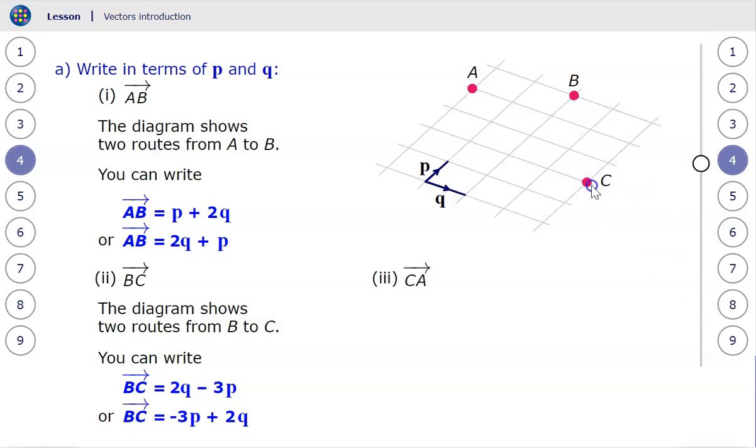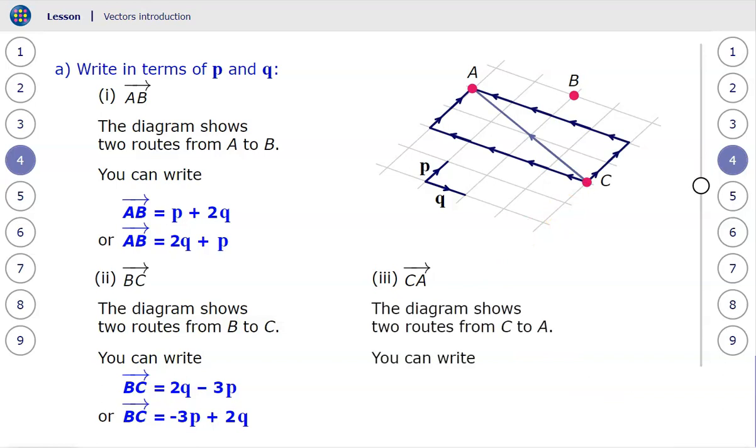CA is getting myself from C across to A, means I'm going to have to go in this direction along here. That's opposite the direction of Q, so these are going to be minus Qs. So I'm going to have minus 1, 2, 3, 4 Qs. But then I'm going to be going in the same direction as P, so there'll be plus 2 Ps. So going from C to A is going to be either 2P minus 4Q or minus 4Q plus 2P.